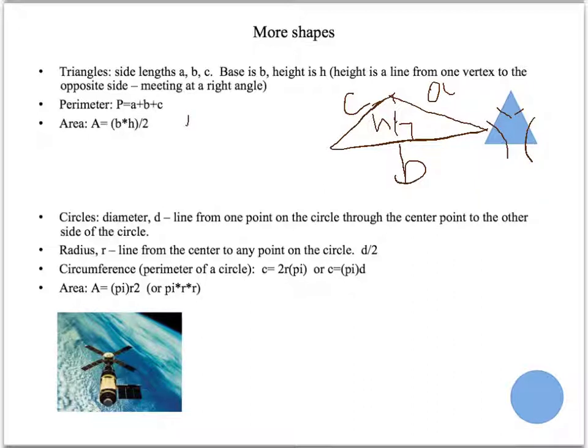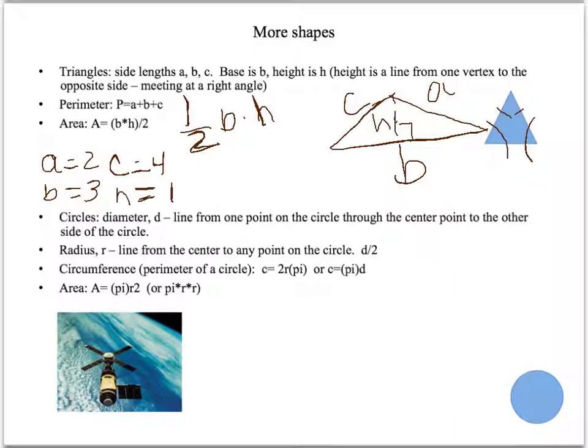Sometimes you've seen it as 1/2 base times height. So if I had a triangle and A was 2, B was 3, and C was 4, and my height was 1.